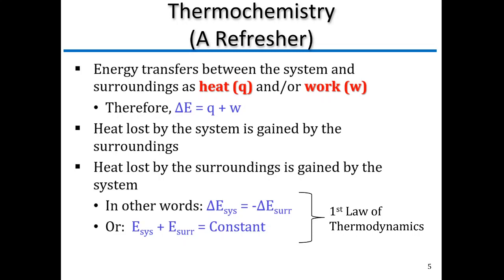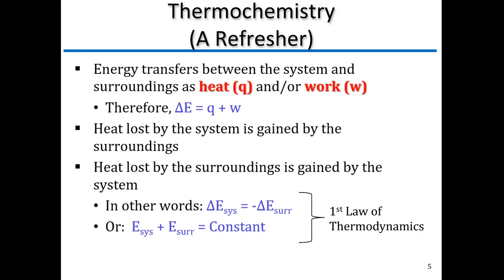We're going to talk a lot about energy transfer in this chapter. Energy transfers between the system and the surroundings as either heat or as work. We're going to represent heat as lowercase q and work as lowercase w. Therefore, we can say delta E, the change in energy, is equal to q plus w.